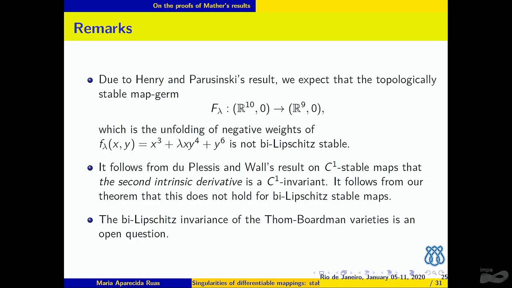So finally, to conclude, this Du Plessis and Wall result is a very difficult paper. They construct the stratification, and they have to analyze invariants of the stratification and see which invariants are C^1 invariants or not. And they prove, for instance, that the second intrinsic derivative is a C^1 invariant. And we see here in this example that the second intrinsic derivative, which is essentially given by this map f_0, varies when lambda varies. So the second intrinsic derivative is not a Lipschitz invariant, right?